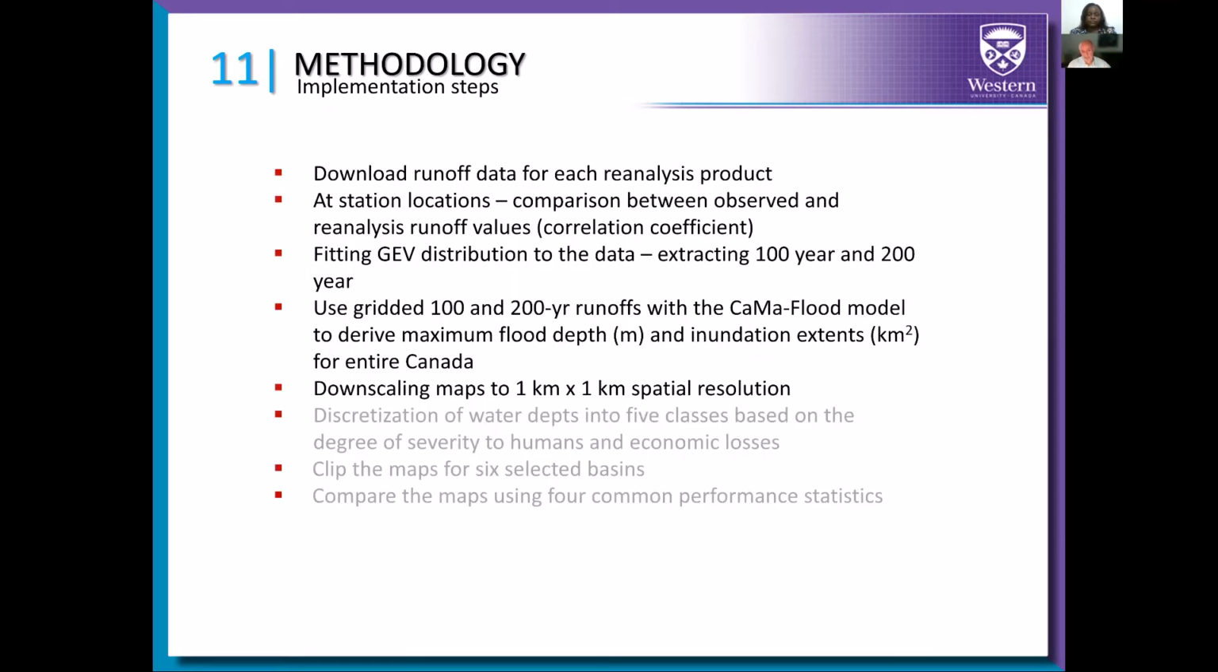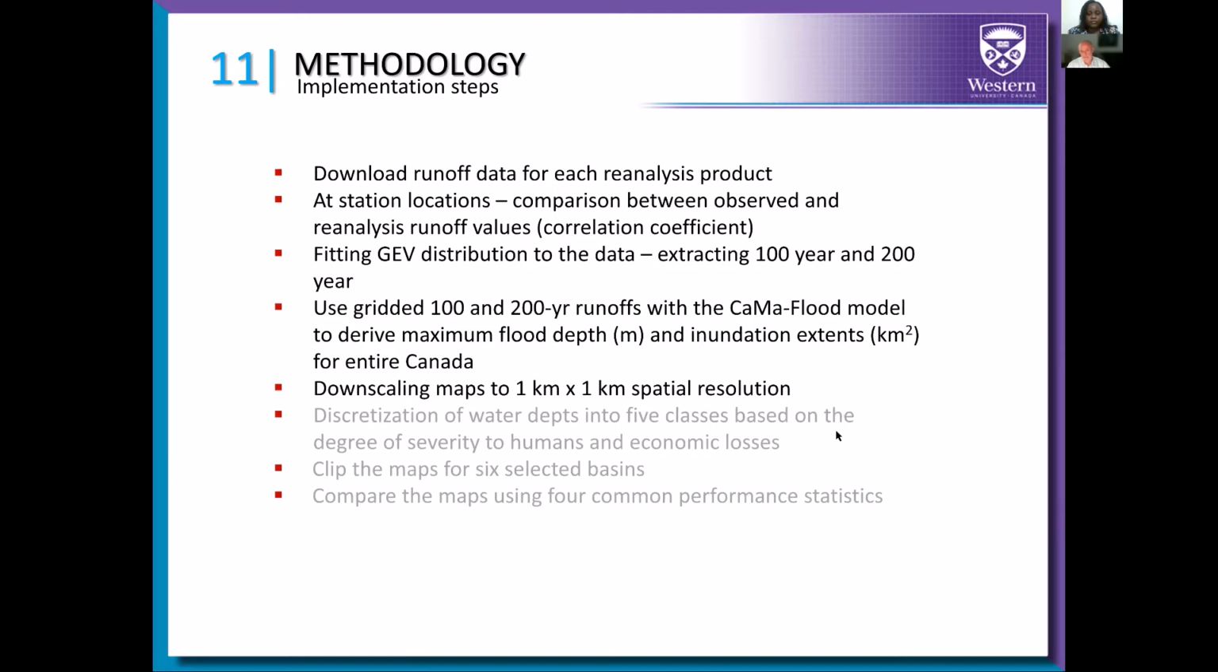So to summarize, the methodology starts with downloading the runoff information. At different station locations, we did the comparison between the observed and the reanalysis values, and did the detailed correlation analysis to be sure that the reanalysis data are capturing what is happening in Canada. And then fitting the extreme value distribution to the data helped us to extract the 100-year and 200-year runoffs. They are in a gridded form, then processed through the hydrodynamic model into flood inundation or extent, water depth, and velocity.